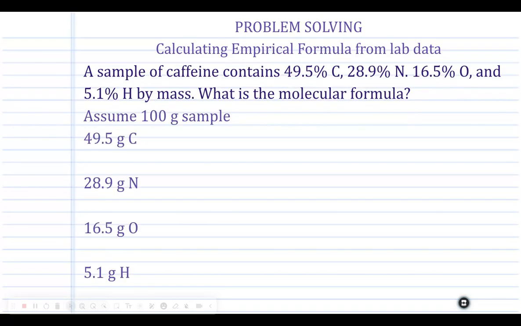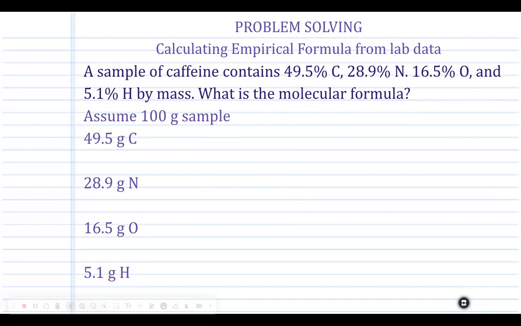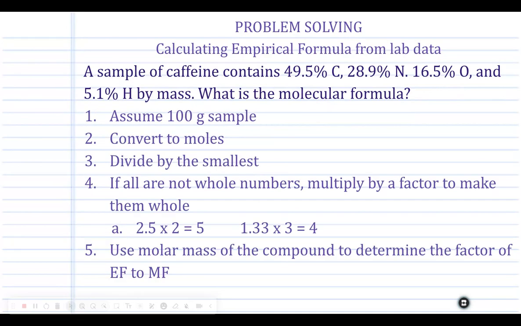Well, the first thing I want to do is assume that I have a 100-gram sample. What that does for me is it takes all of these things that are in percentages and just changes them to grams. If I had 100 grams, I would have 49.5 grams of carbon, 28.9 grams of nitrogen. It just makes the numbers a little bit easier to work with. Here's the step I wanted. Sorry, these should be switched.